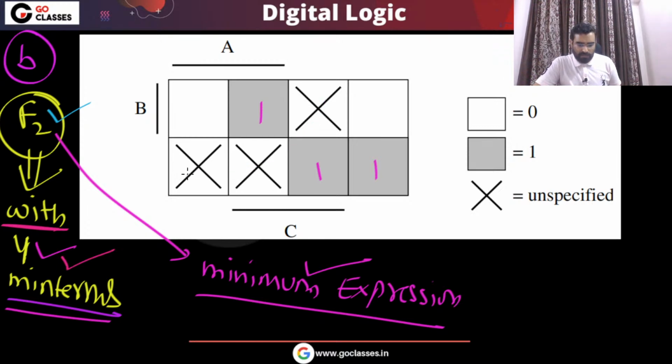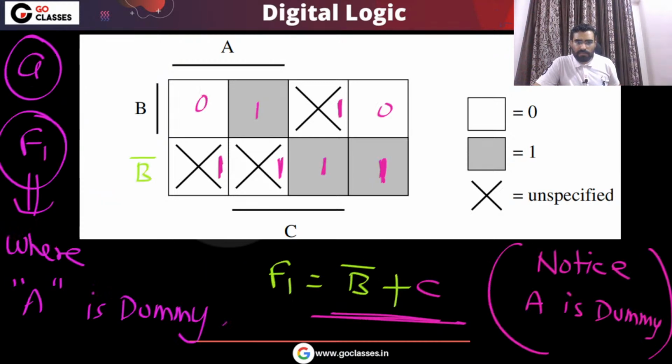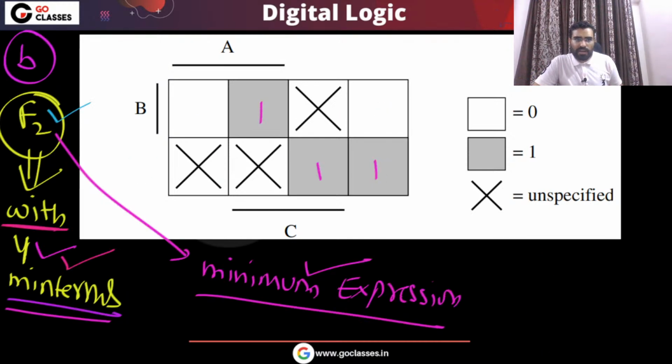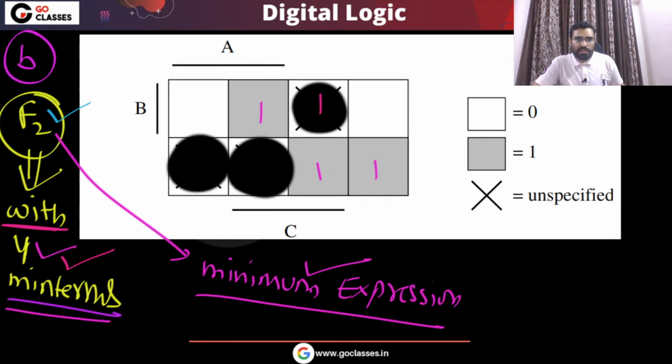Which should I make one? One of them I can make one. Should I make this one? If I do this, and I make these 0, will this give me the minimized expression? If I do this, will I get a minimized expression with this?